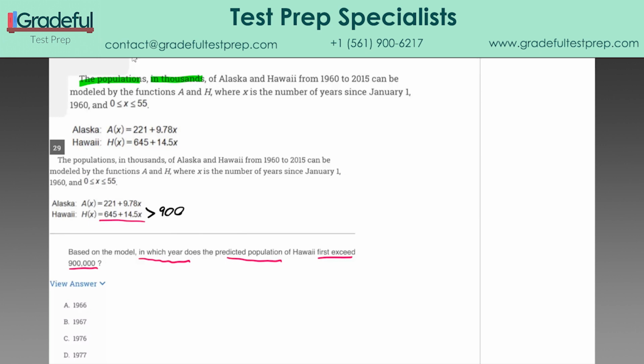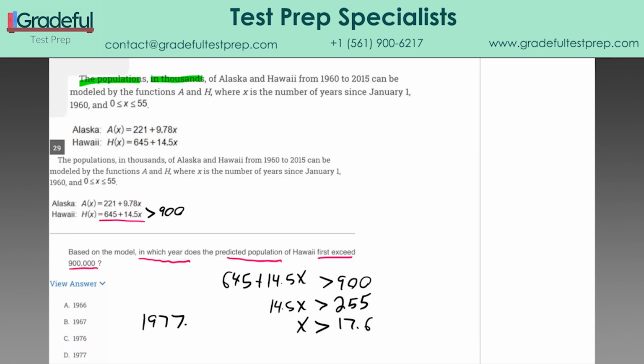So setting that greater than 900, going through the steps here, we have 645 plus 14.5x greater than 900. Take away 645 from both sides, and we'll have 14.5x is greater than 255. Divide by 14.5, and x is greater than 17.6. So adding that to 1960, we're going to have 1977.6. So during the year 1977, halfway through that year to be exact, that's when the population first passes 900,000. So the answer for 29 is D.